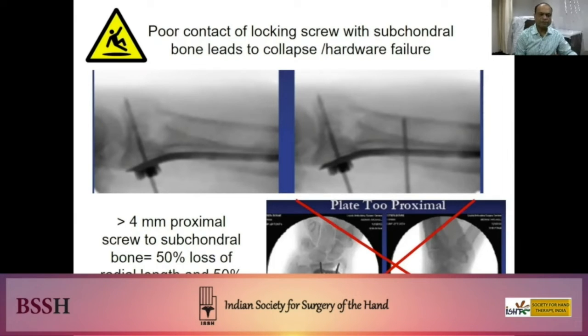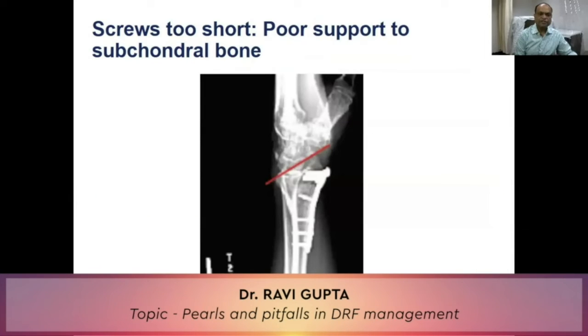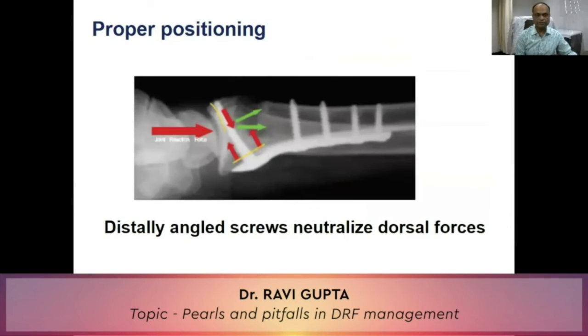More than 4 millimeter proximal screw to the subchondral bone, insufficient strength of the construct. If the screws are too short, again they will lead to poor support. So locking screws at least 75% of the anterior-posterior diameter of the subchondral surface should be included. So distally angled screws, they neutralize the dorsal forces. So in a volar buttress plate, we need to neutralize the dorsal forces as well.